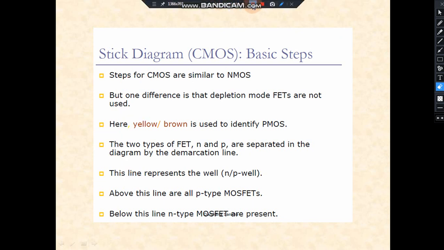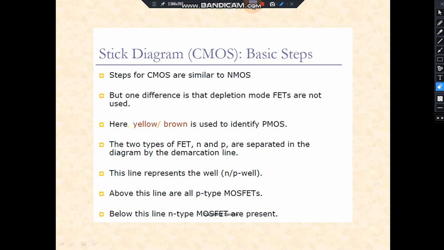The steps for CMOS designing are more similar to NMOS, but there are some differences. First, the steps for CMOS are similar to NMOS, but one difference is that depletion mode FETs are not used. Third, yellow/brown is used to identify PMOS.